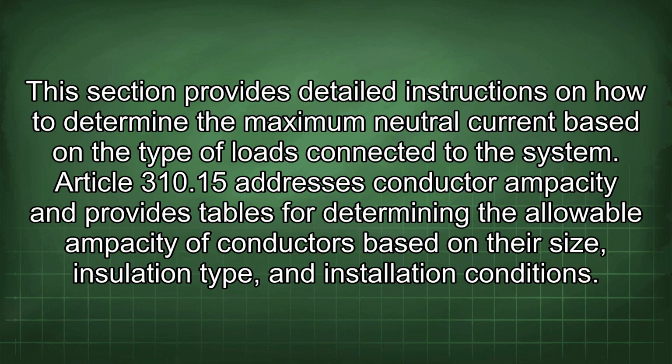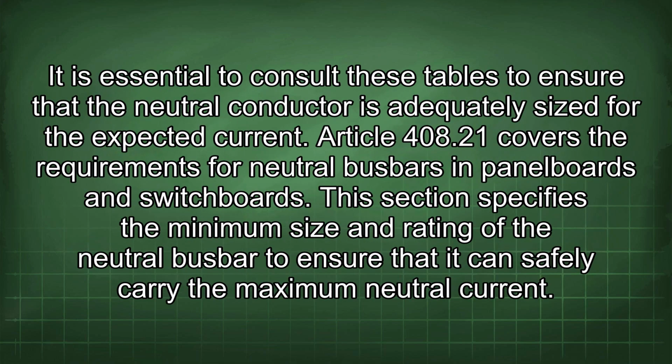Article 310.15 addresses conductor ampacity and provides tables for determining the allowable ampacity of conductors based on their size, insulation type, and installation conditions. It is essential to consult these tables to ensure that the neutral conductor is adequately sized for the expected current. Article 408.21 covers the requirements for neutral busbars in panel boards and switchboards.